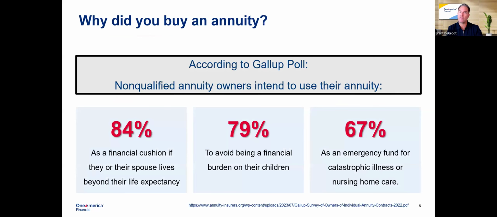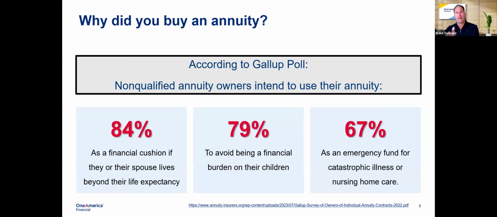Gallup, about every other year, does a poll with annuity owners. And here are some stats that came out of that Gallup poll. 84% said they tend to use the annuity they purchased as a financial cushion in case they outlive their life expectancy, they or their spouse. 79% said they wanted to avoid being a financial burden to their children. And 67% said they plan to use it for an emergency situation or a catastrophic illness like nursing home care. So really all three of those lend themselves towards long-term care planning in and of itself.